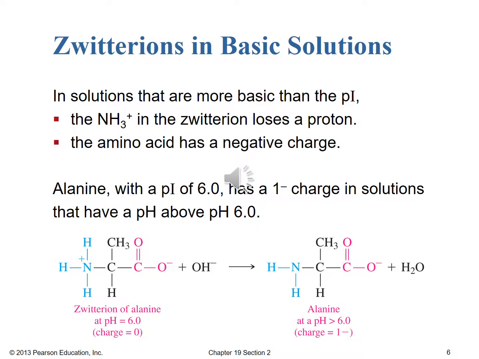If we were too acidic, for the case of alanine, if our pH was below 6.0, we'd have a +1 charge. If the pH is above 6.0, we'd have a -1 charge. But at pH 6.0, we would have a neutral Zwitterion because we would not have the situation where either of those amino or carboxyl groups are neutral.